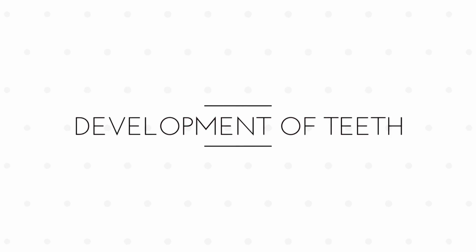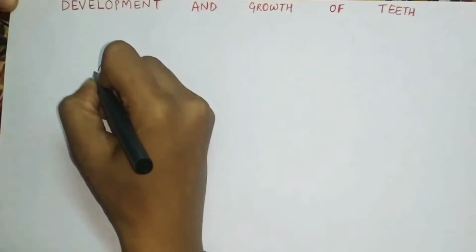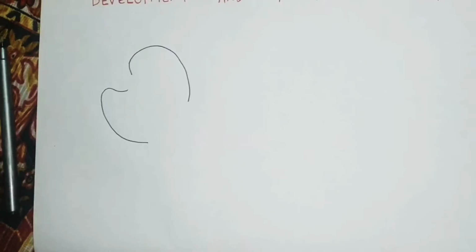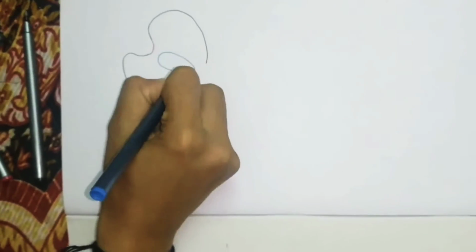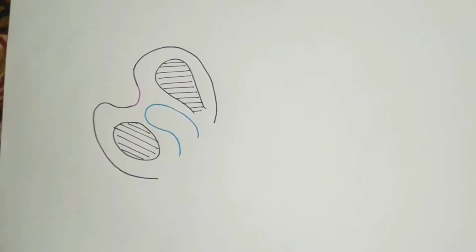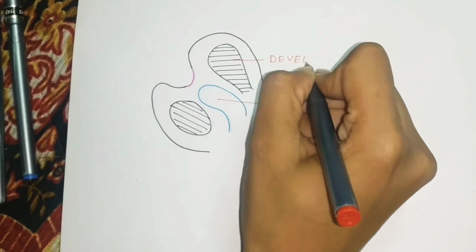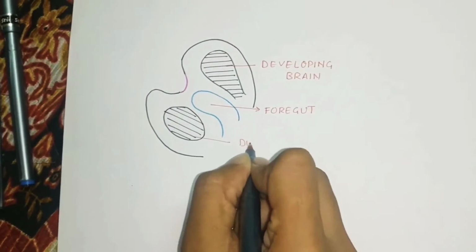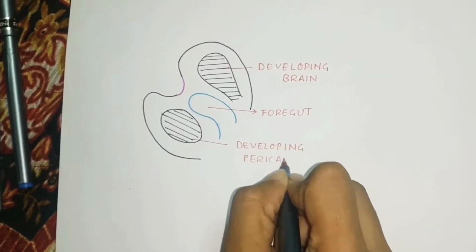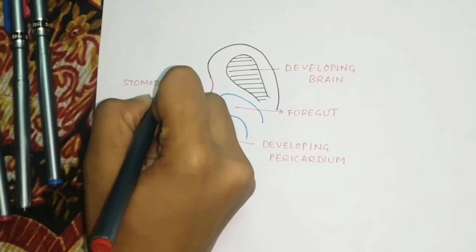So today we are going to start with the basics of oral histology, starting with the development of teeth, also known as odontogenesis. Now we all know that the primitive oral cavity is also known as the stomodeum. In an embryo, this stomodeum is a depression in between the developing brain and the pericardium. And also the foregut lies between the brain and the pericardium, as we can see in the picture.